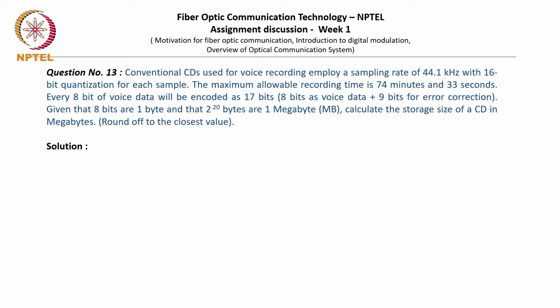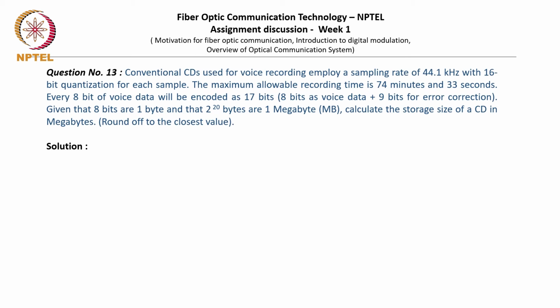So the question is, conventional CDs used for voice recording employ a sampling rate of 44.1 kHz with 16-bit quantization for each sample, and the maximum allowable recording time is 74 minutes and 33 seconds. Every 8 bits of voice data is encoded as 17 bits, which is 8 bits of voice and 9 bits of error correction. And given that 8 bits is 1 byte and 2 to the power 20 bytes is 1 megabyte, we need to calculate the storage size of a CD in megabytes.